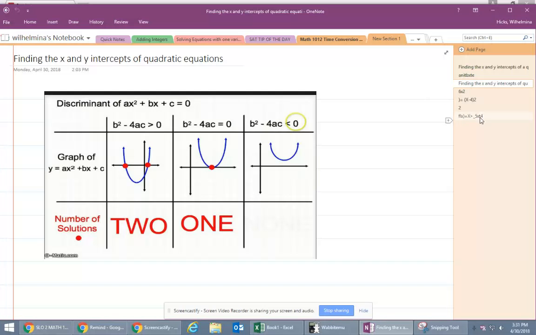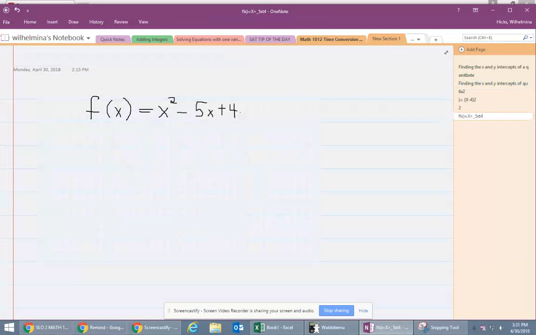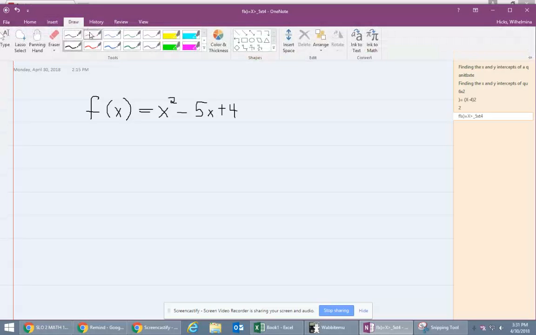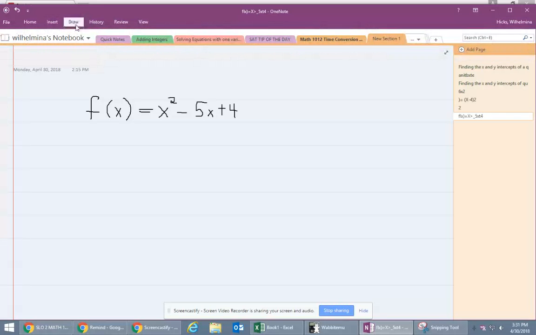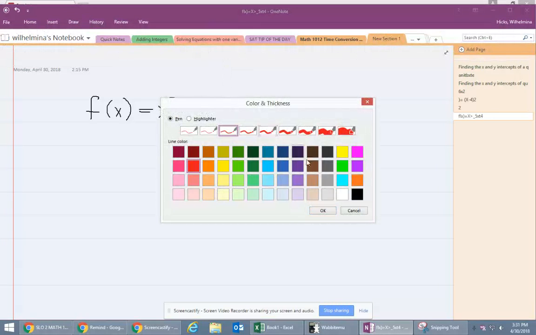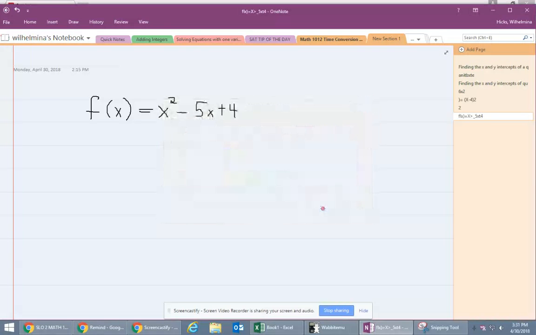Now let's look at this function. We want to find the x-intercept, and again, to find the x-intercept we want to let y equal 0. Don't forget f of x is just a fancy way of saying y. So let's rewrite that function as this equation with y. Let's put 0 in place of y.